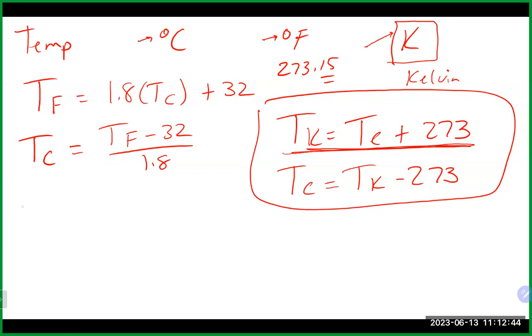Now, let's try a couple here. Let's say we had 41 degrees Celsius and we wanted degrees Fahrenheit. And let's say we had, we'll go with 75.5 degrees Celsius, and we want Kelvin. So once you do those two conversions, see what you get.